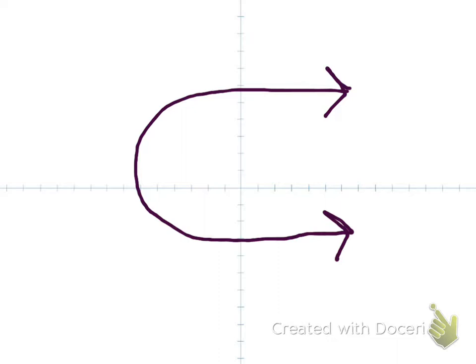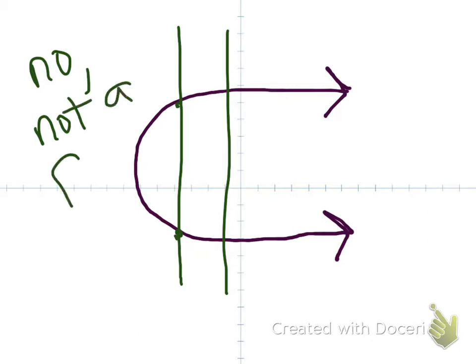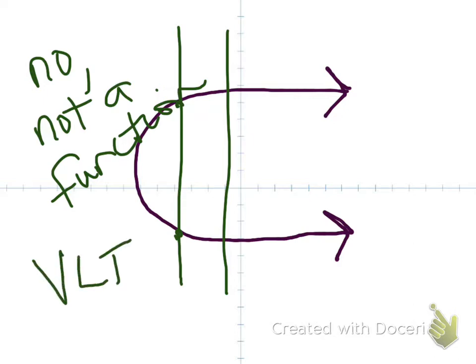All right, let's try this one. We have another graph. This isn't a straight line, but you still do a vertical line test. We're going to draw a vertical line, and look at the first vertical line. It went through the graph at 2 points. So we didn't even need the other line. Since the vertical line went through the graph 2 times, no, this is not a function, because of the vertical line test, or VLT.